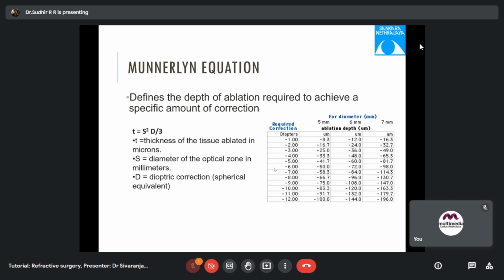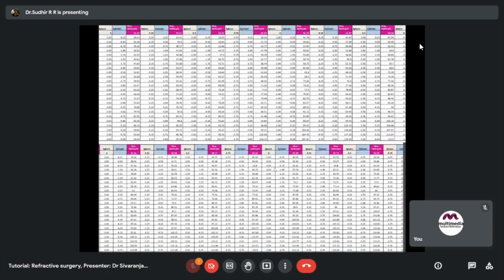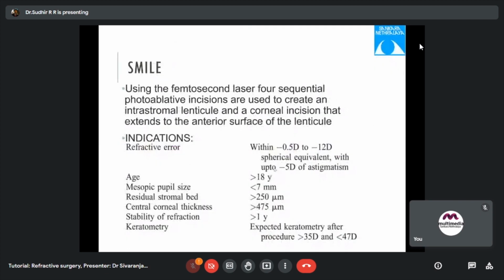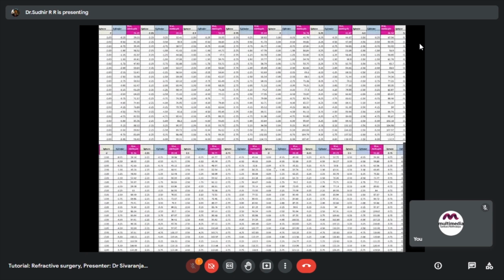It is T equals S squared D by 3, where T is the thickness of tissue ablated in microns, S is the diameter of the optical zone in millimeters, and D is the dioptric correction. This is the chart which shows the amount of ablation and the correction. So we are correcting both sphere and cylinder together. There is a chart we can quickly refer to.